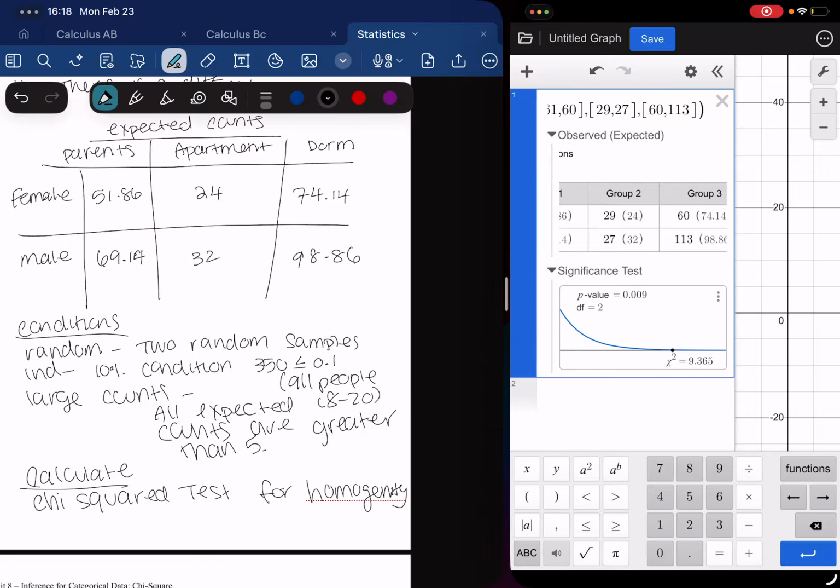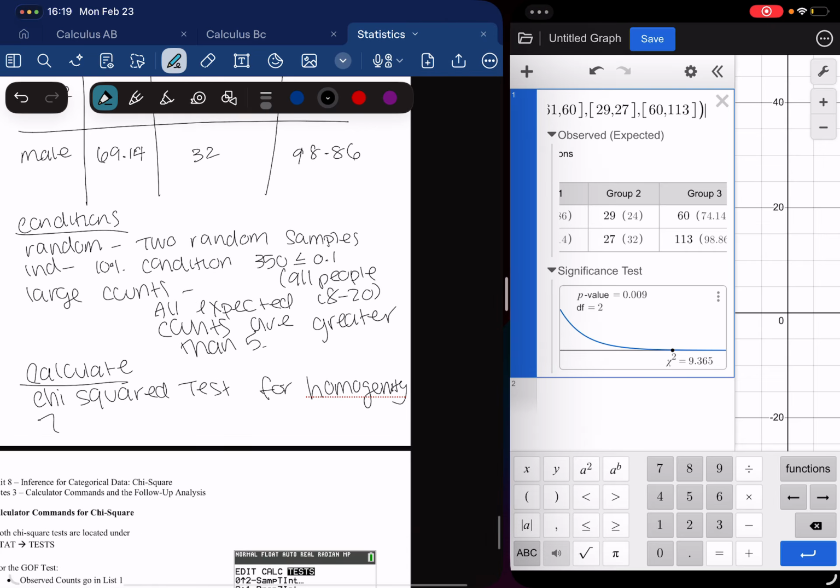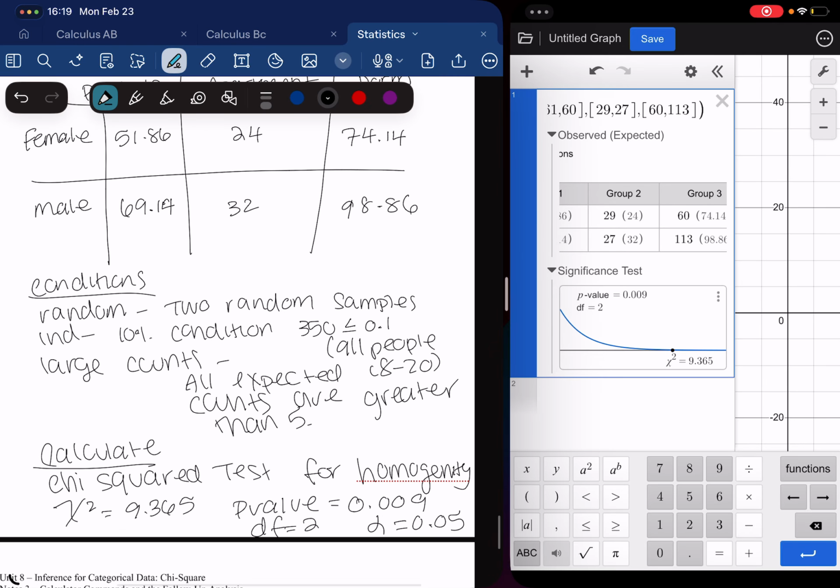Then I go down to significance test, and here are all my answers. Okay, so I have chi-squared is equal to 9.365. P-value is equal to 0.009. Degrees of freedom is equal to 2. And then alpha from my problem is 0.05. So then for my conclusion, I'm going to compare my p-value to alpha, and I notice that my p-value is smaller than alpha, so I'm going to reject the null hypothesis.